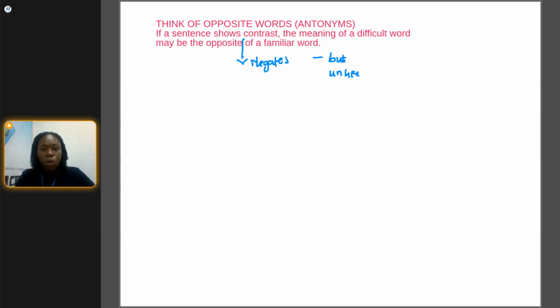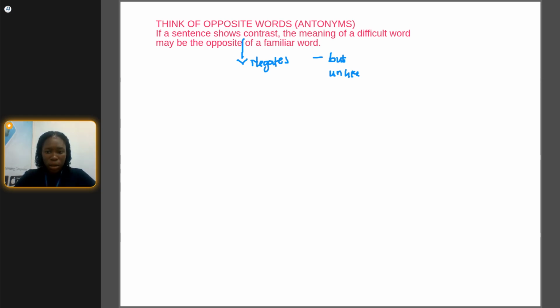These words will tell you one thing that is actually different or opposite to another thing right in that same sentence. So I'm going to give you an example so that you can understand better. I have an example here, and it says, unlike the harsh winter, the balmy weather was warm and pleasant.